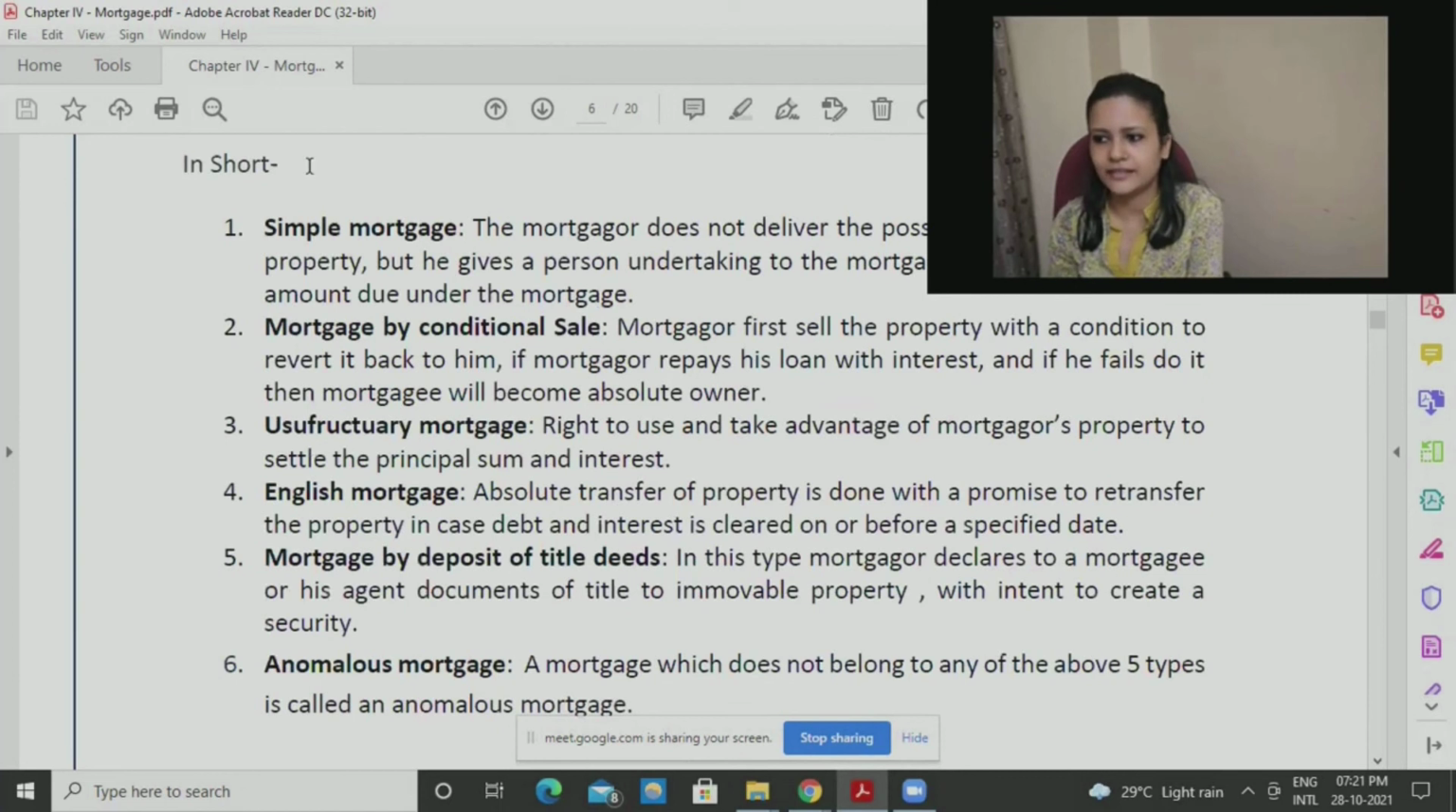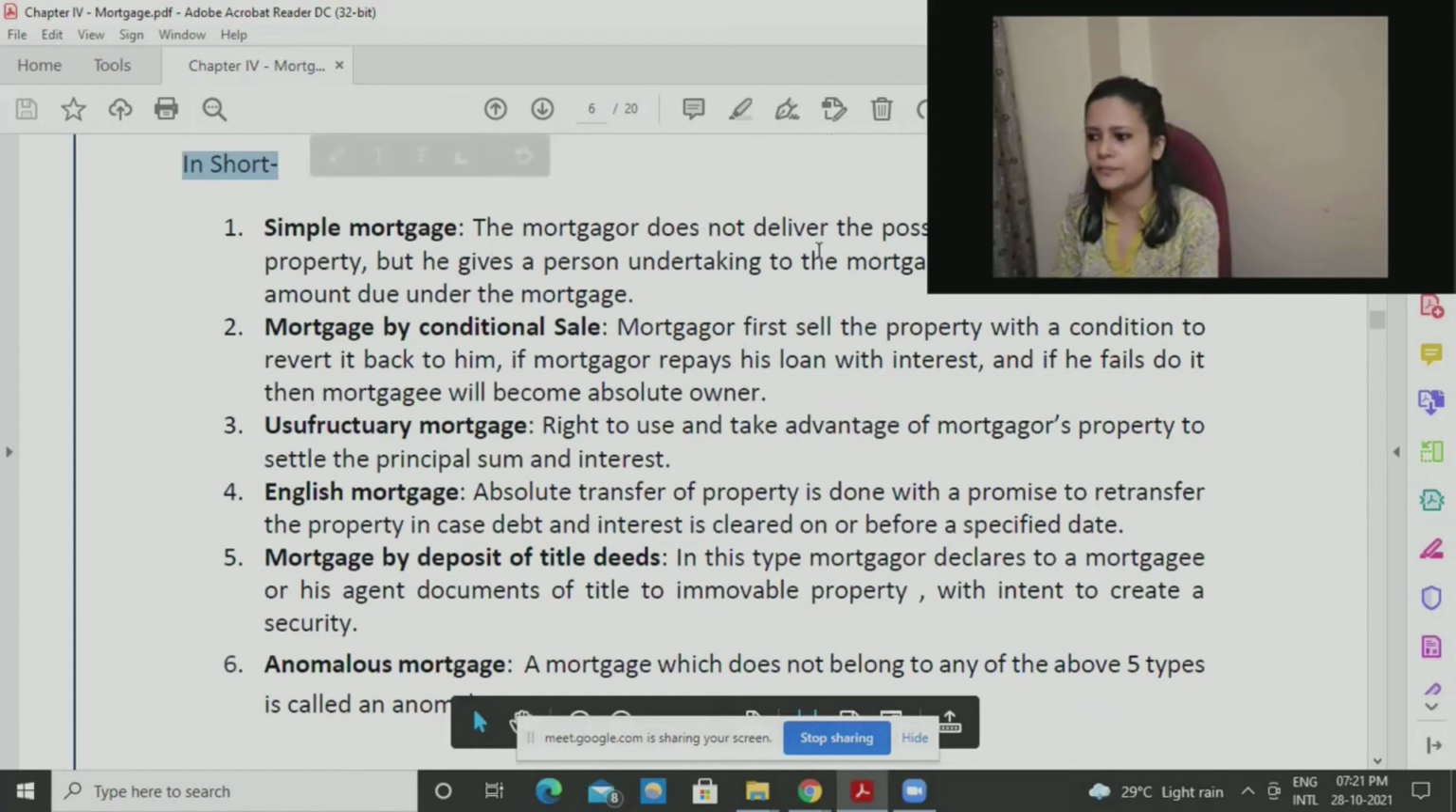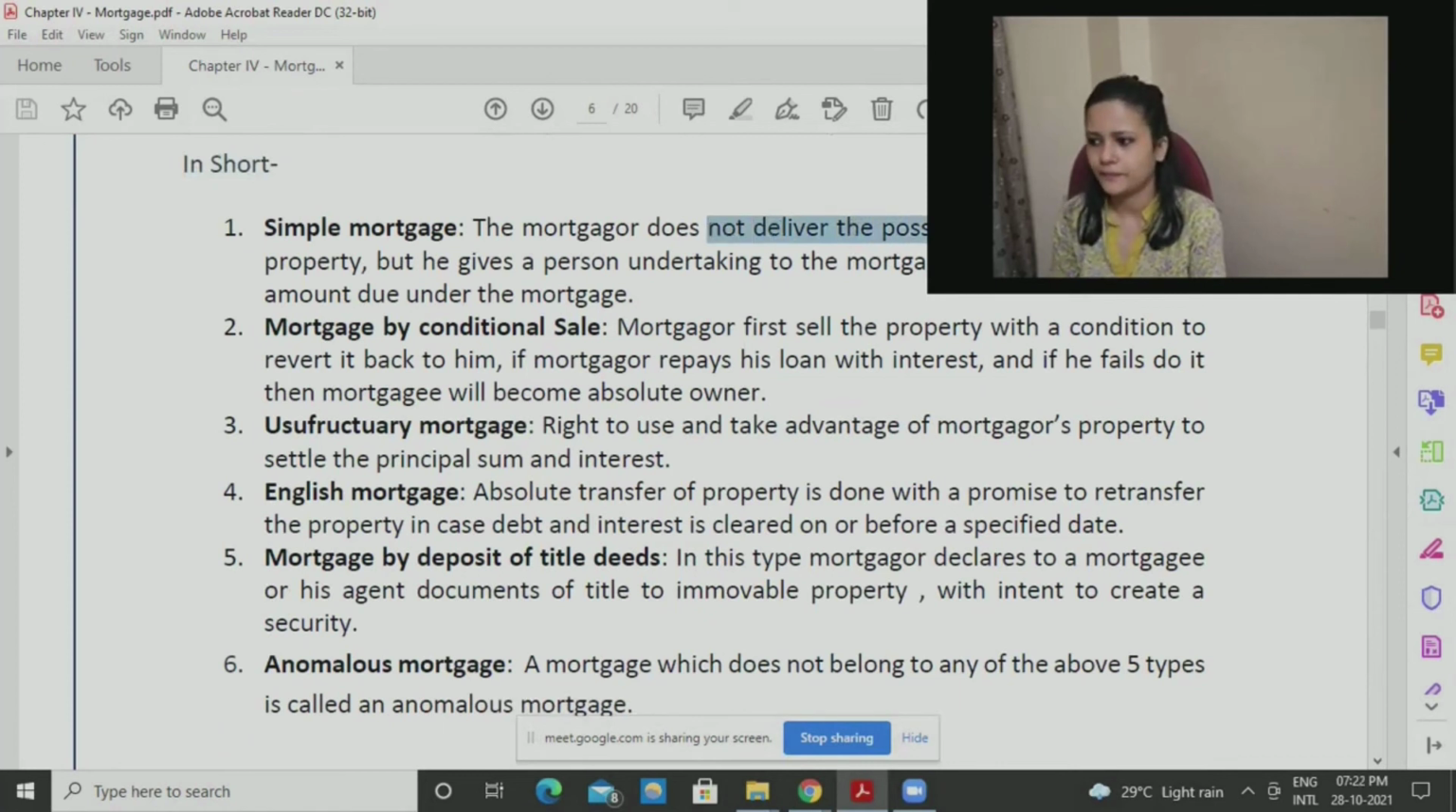Okay, and this is in short, just so that you don't get confused, you can read from here. What is simple mortgage? Simply, a person will make a declaration. There is no delivery of possession. What is conditional sale? When the loan is defaulted, the mortgagee becomes the absolute owner of the property. Next one, usufructuary mortgage. In the stipulated time, the mortgagee will be able to take benefits from the property.